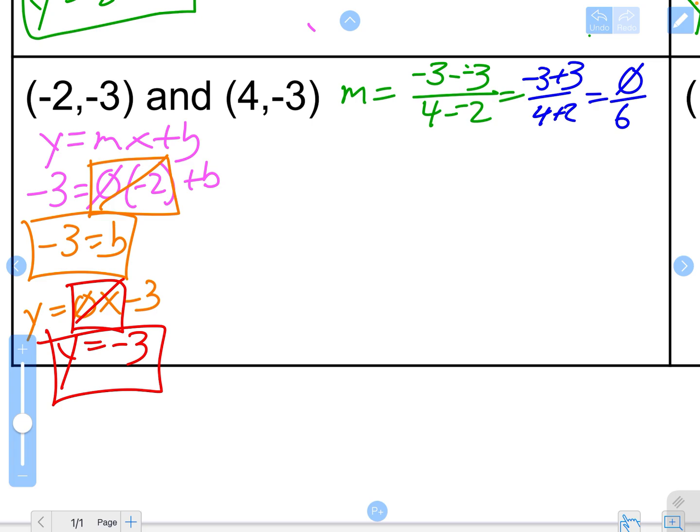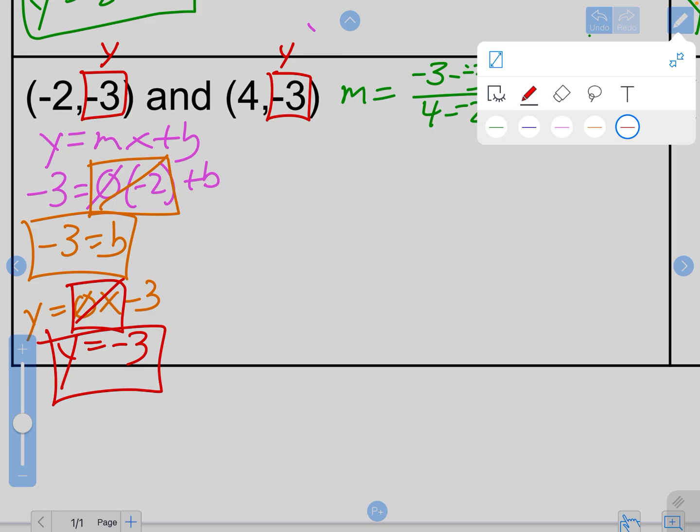Now, if they give us 2 points, and I realize very quickly that my slope is 0 or undefined, what I need to do is find what number is repeated. And it's my y values that are repeated. And because y is repeated, my equation is going to be y equals negative 3. And so that's just kind of a little shortcut that if you can remember, you can use. If our x's are repeated, it's going to be x equals whatever our x value is.